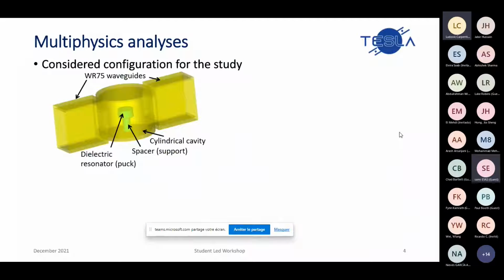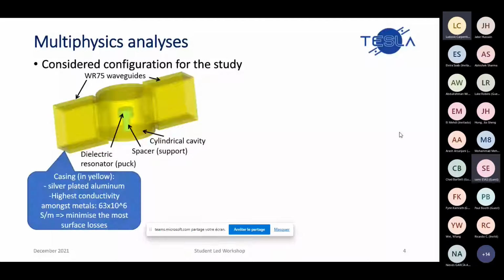The structure that we'll be considering in my study is a very simple cavity consisting of a metallic body in which is incorporated a ceramic puck or resonator and a spacer or support for the ceramic. The casing is an aluminum casing, and it's silver plated in order to minimize the surface losses.